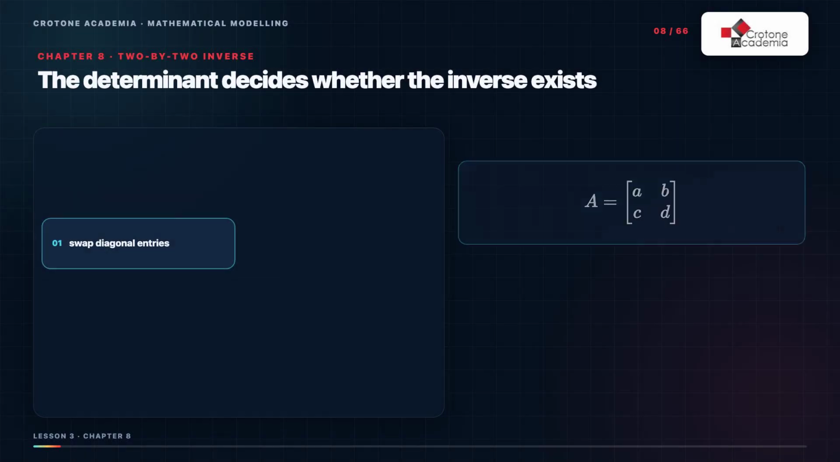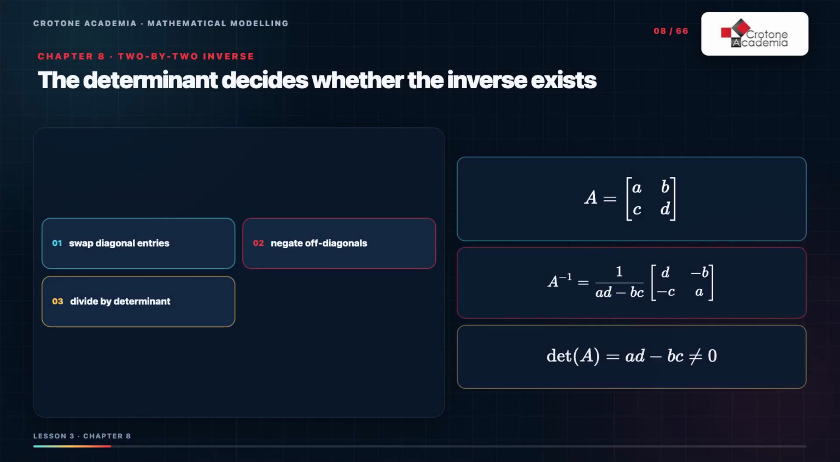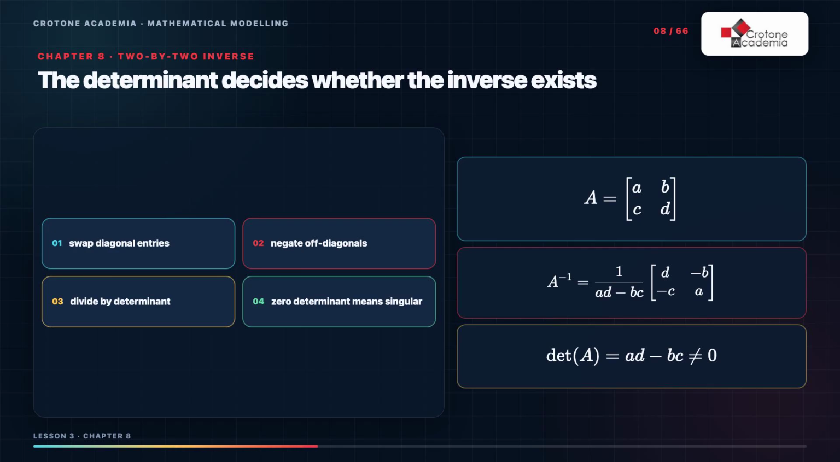For a 2 by 2 matrix with entries A, B, C, and D, the inverse uses the determinant AD minus BC. Now, I'm going to guide you through this idea. Swap the diagonal entries, negate the off-diagonal entries, and divide by the determinant. Notice what happens here. This construction is valid only when the determinant is non-zero. A zero determinant means the transformation has collapsed at least one direction, so it cannot be uniquely undone.